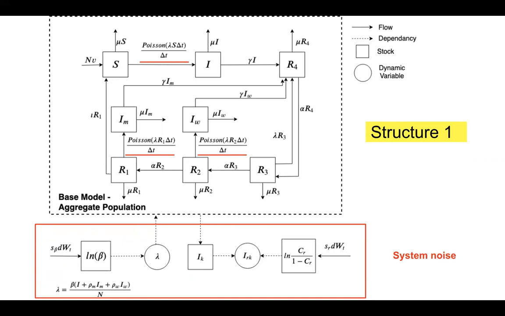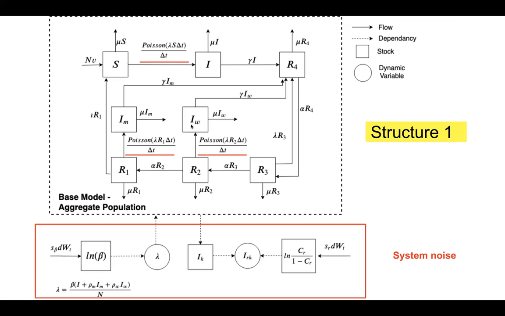In the aggregate pertussis model, we have separated the whole population into 8 compartments: susceptible, fully infective, four recovered population categories, the infective mild and the infective weakly.